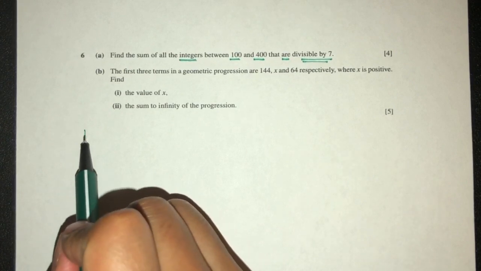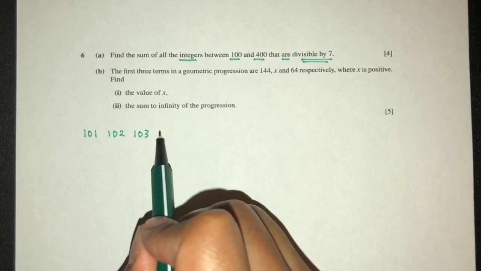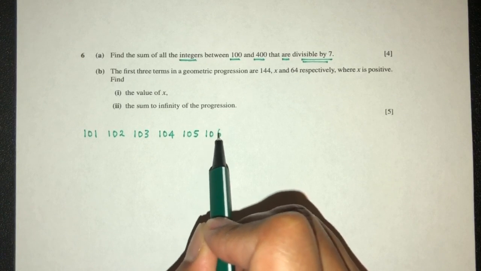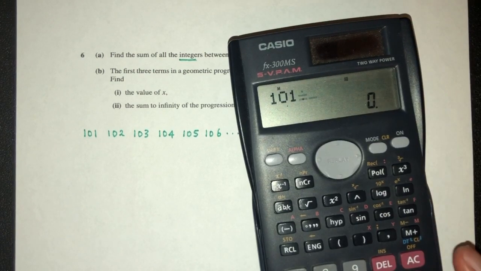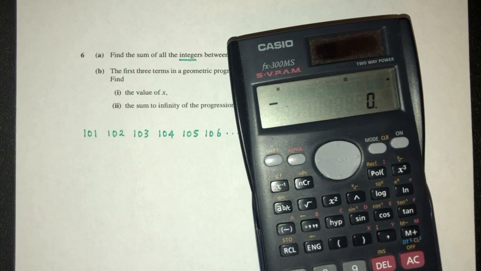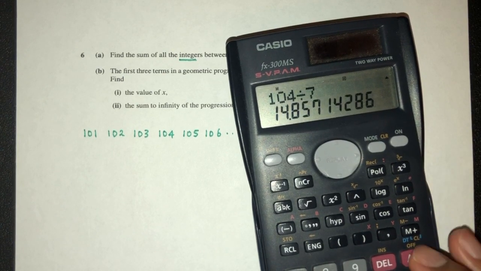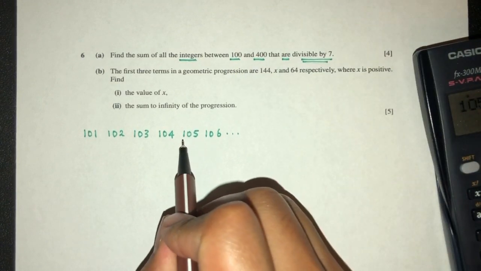We have 101, 102, 103, 104, 105, 106, and so on, right? Now we have to find the first integer in this list that is divisible by 7. Let's check. 101 divided by 7? Nope, not exact. 102 divided by 7? Nope. Nope. 105 divided by 7? Yes, so this is the first term right here.